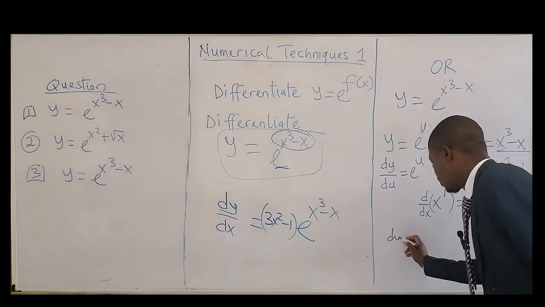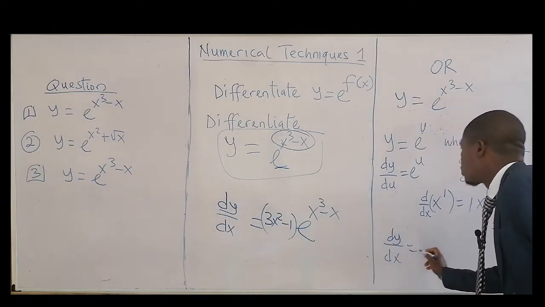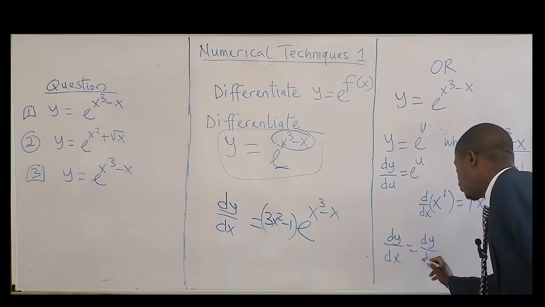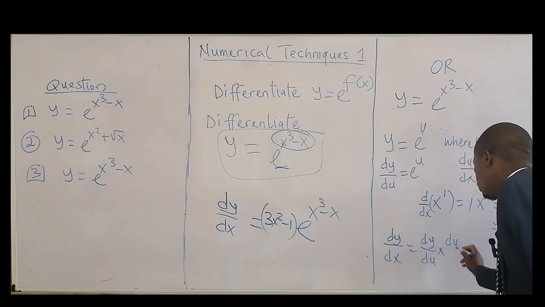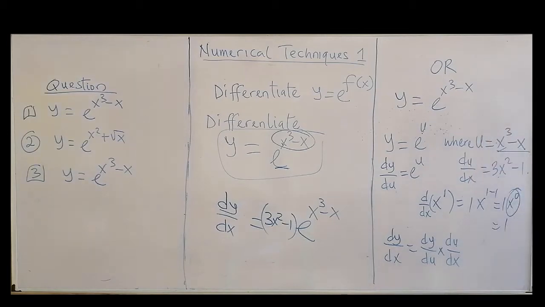So dy dx now becomes dy du times du dx. So these are functions of function. Ideally, the du will cancel out, so it's as simple as dy dx. But we are not cancelling anything out here. We just make substitution. Your dy du is e to the u, and then du dx is this value. So that's 3x squared minus 1 times e to the u.